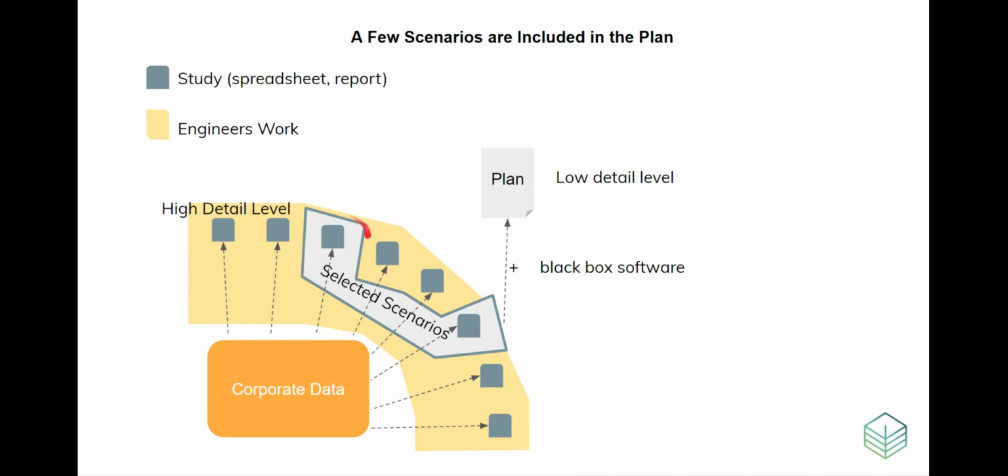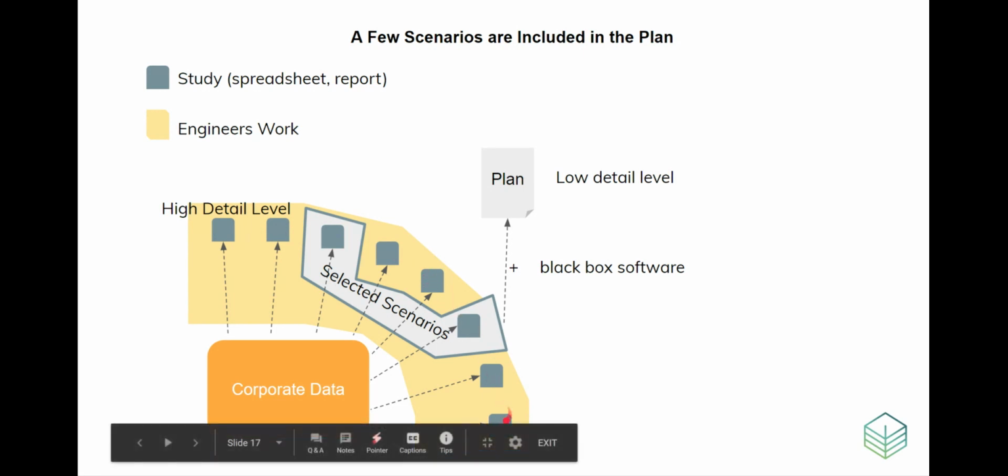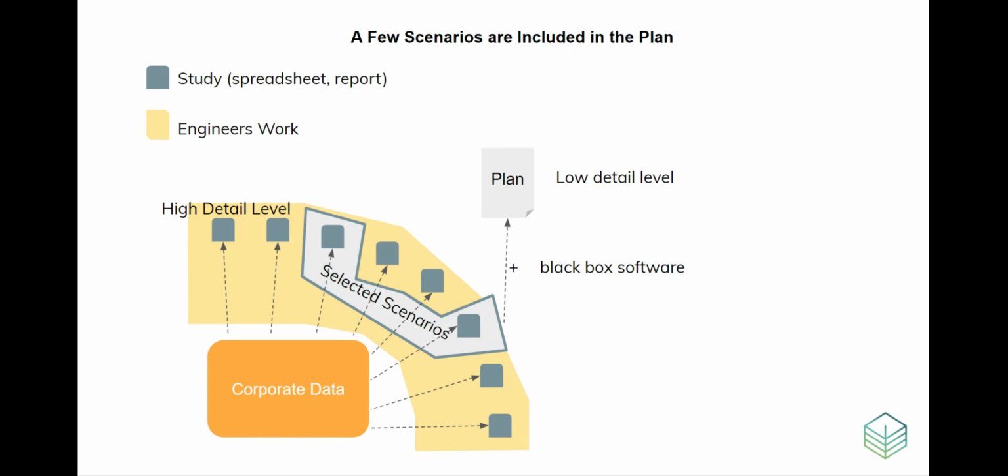So what we have to do then is we have to simplify things, because you cannot put all these high detail level plans into the report. That will be a 100,000 page report. And who likes to read a 100,000 page report? Nobody. So we have to simplify things down to a 1 page or 10 page report, which somebody might actually read and sign. So we pick a few of the scenarios.